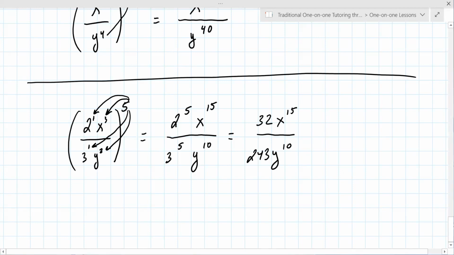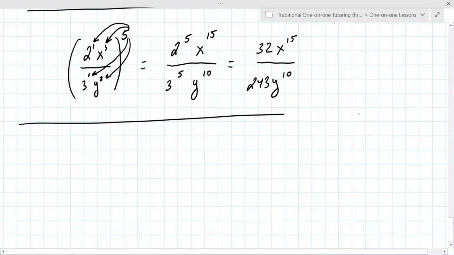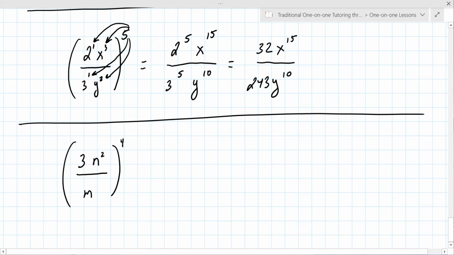Okay. So there's a lot here, and I would like you to try one on your own now. I won't make it as difficult as this, but the goal here is to get you to be able to simplify something like this on your own. So 3n squared over m to the power of 4. So try simplifying that, please. Okay.